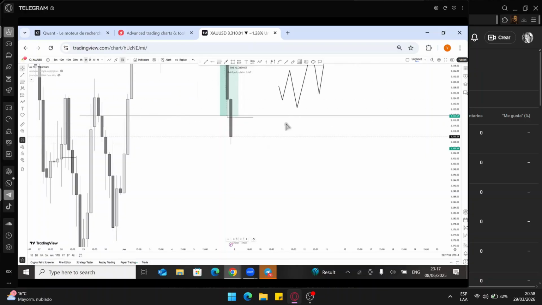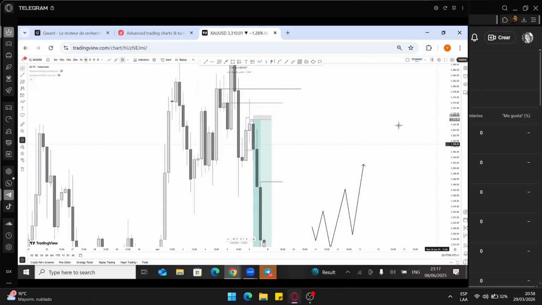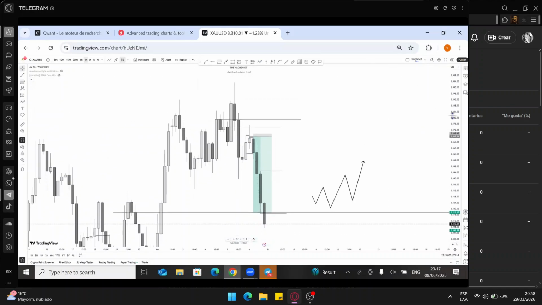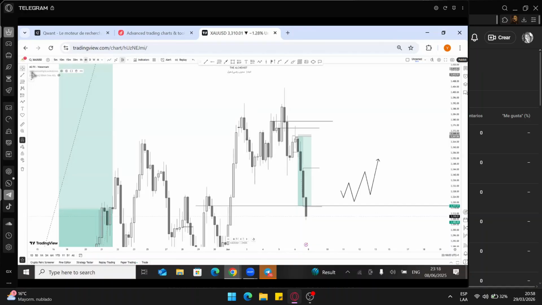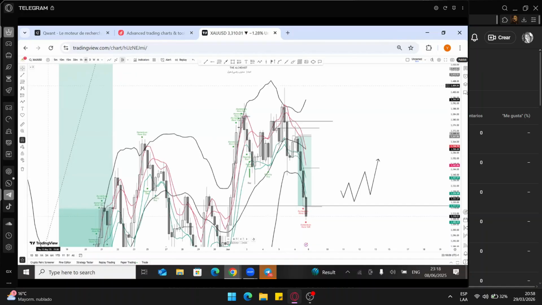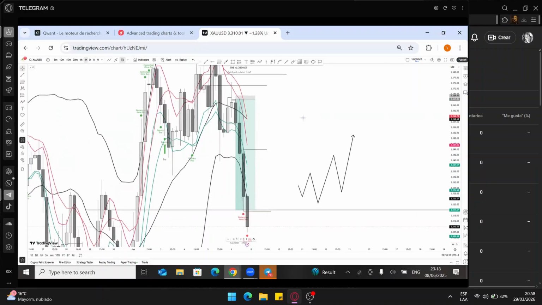So since no questions yet, let me explain this trade entry. Actually, I always scalp on gold. If you've seen my trades, I always scalp on gold. Let's use BBMA. So what do we have here?